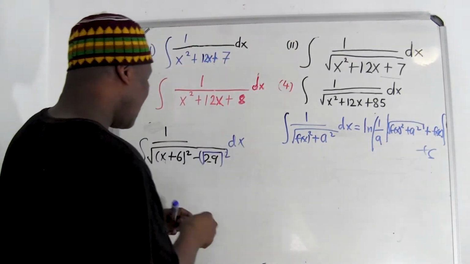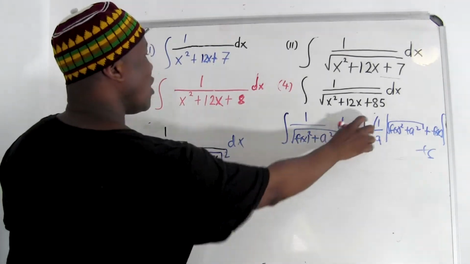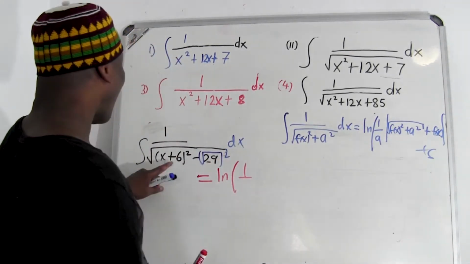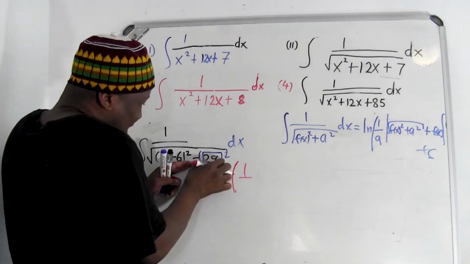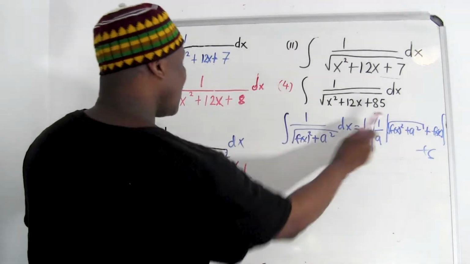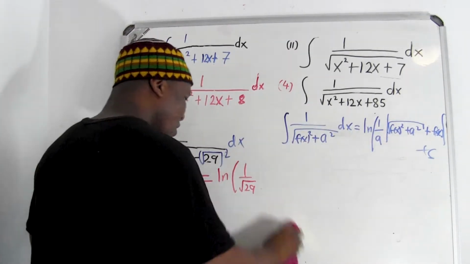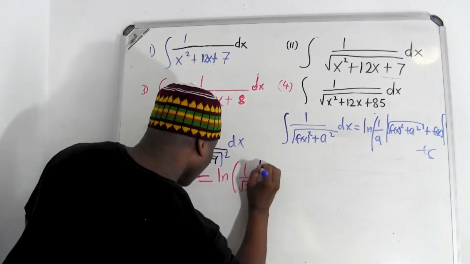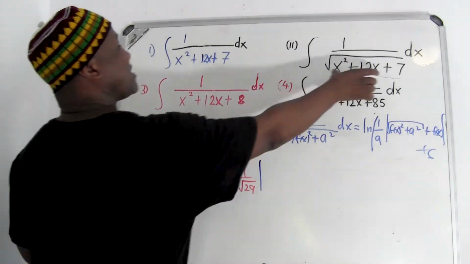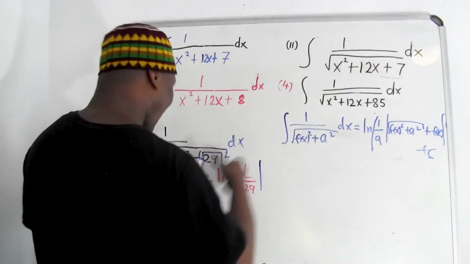Let me use a red pen a little bit. So this equals 1 over a, in ln brackets. What is a? Our a equals the square root of 29, because you take this one with no square. So square root of 29, yes. And then you write your absolute value, and then you write exactly the square root, which is the same as that one.